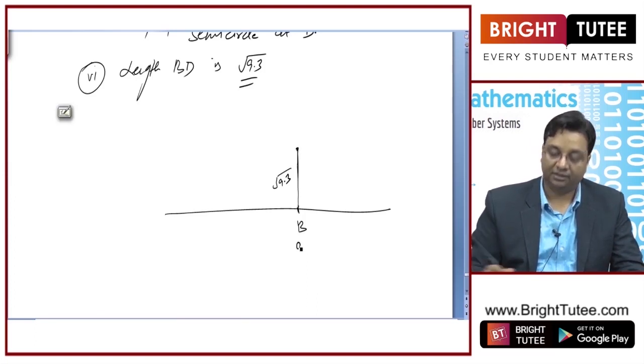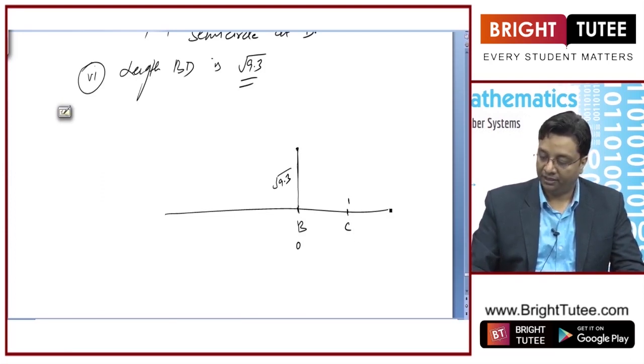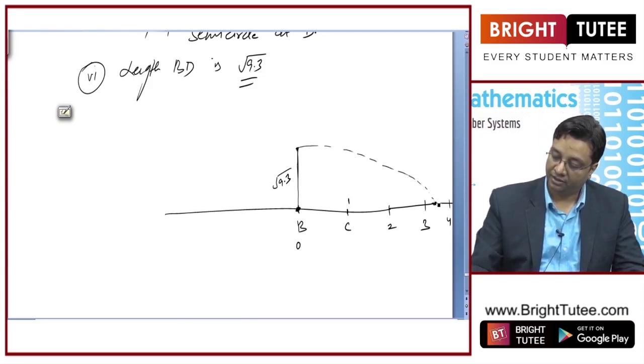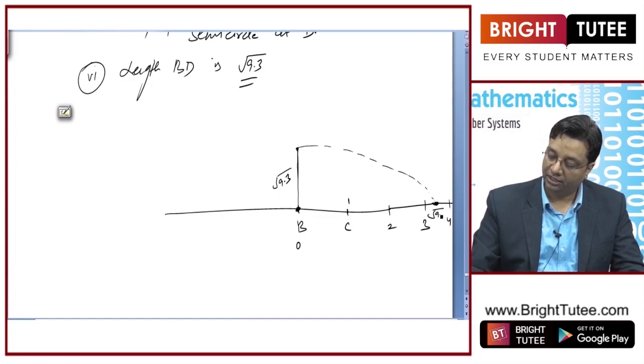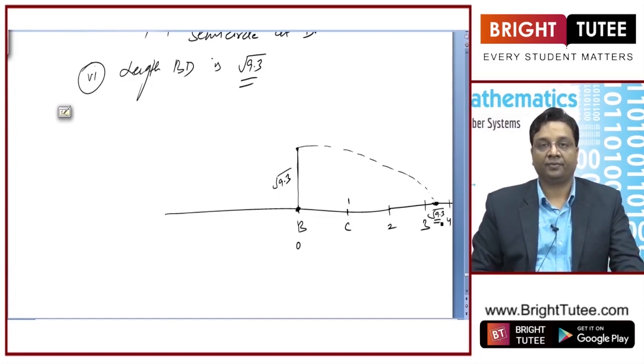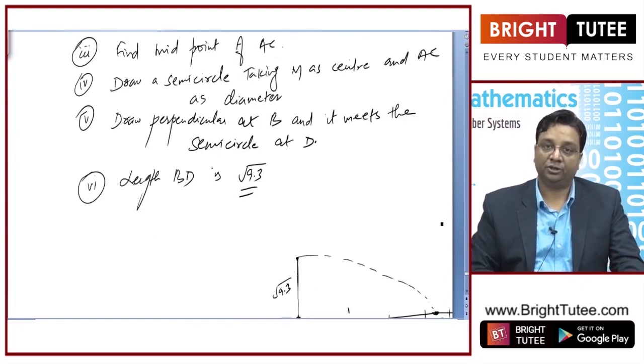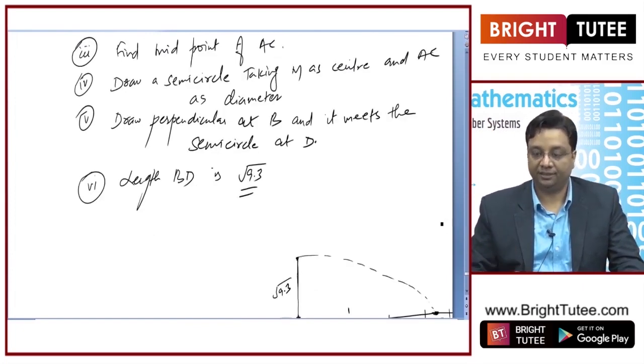If we consider point B as 0, then C will be 1, and this is 2, this is 3 and this is 4, let us say. If you take this as 0 and draw an arc like this, so this point here will be root 9.3. Okay. I hope this concept is clear to you. The proof of this concept is in the introduction of this lecture.